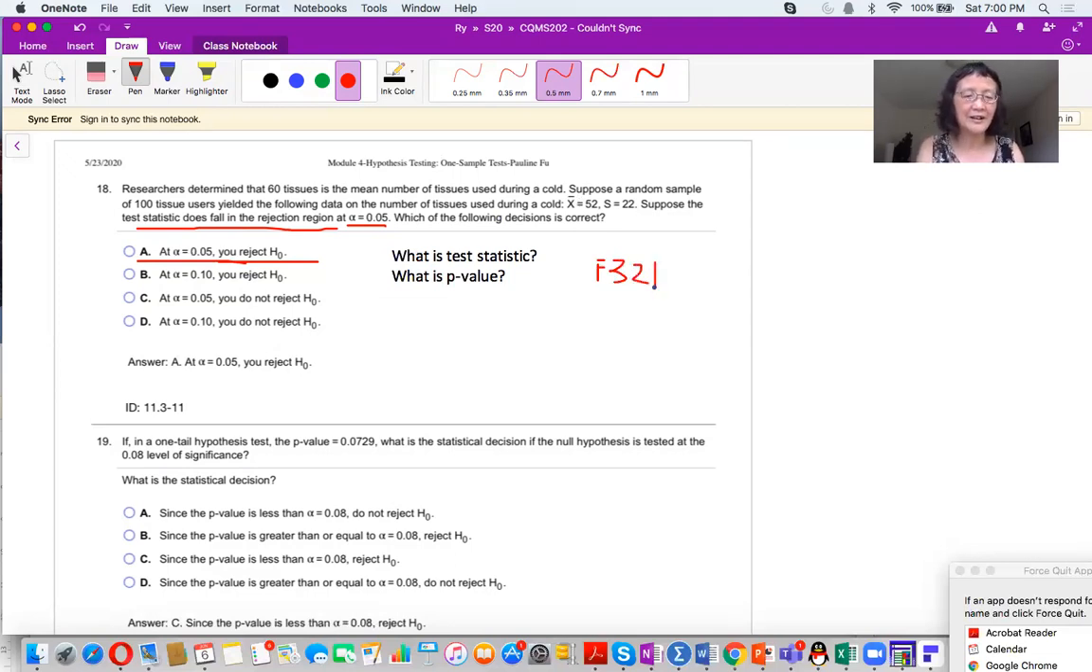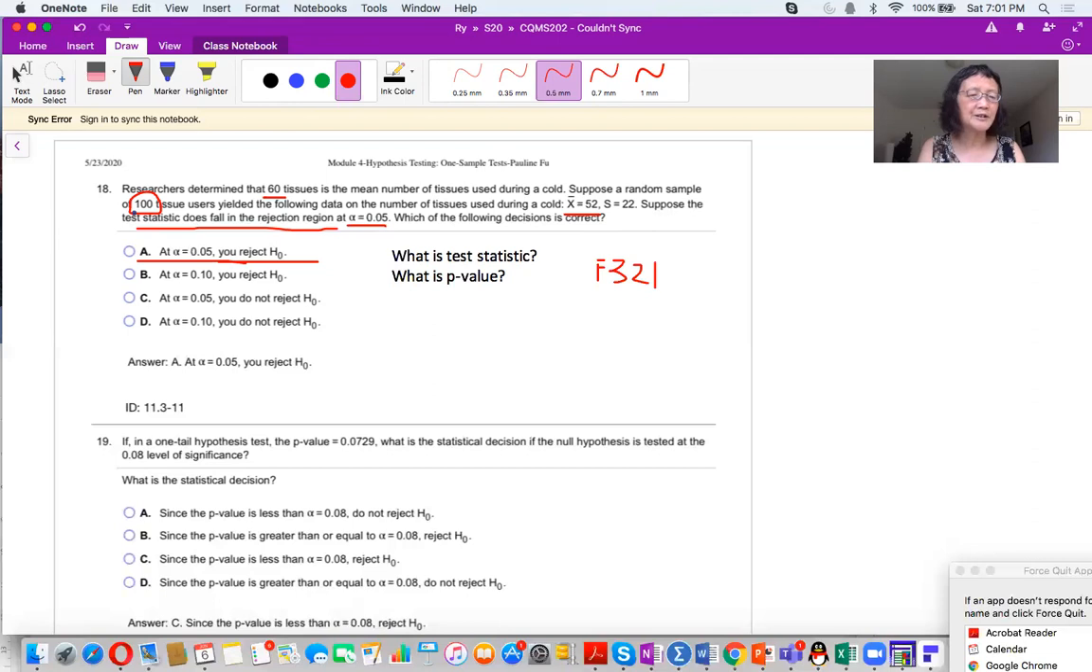Let's do it together. F3, F2, F1, and then mu not equal to mu 0. Mu 0 is 60, so you type in 60. X bar is 52, you type in 52. SX, you type in 22. Sample size, how many samples? Sample size is 100, so you type in 100.